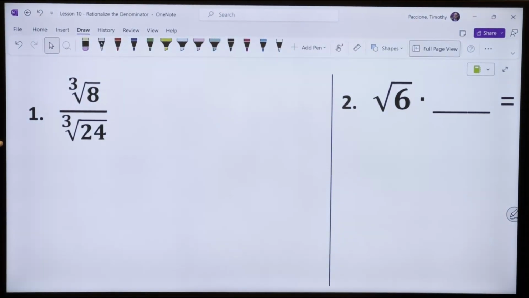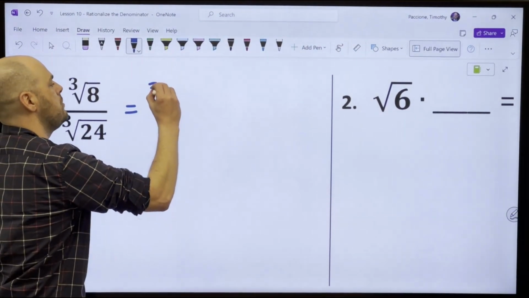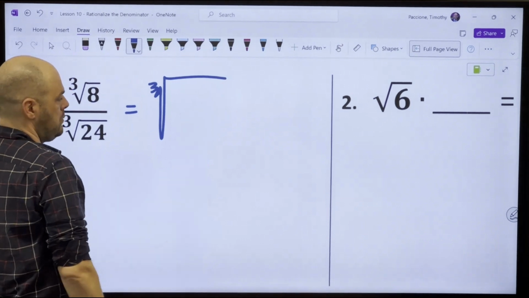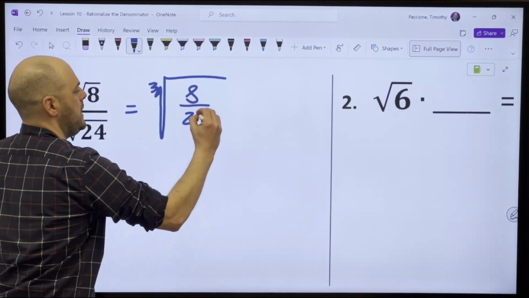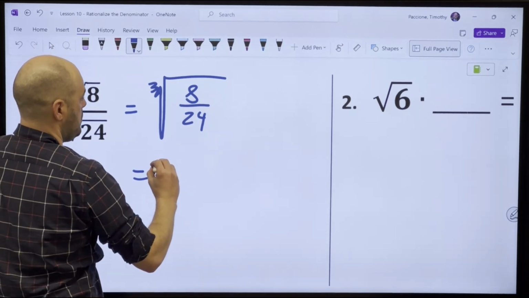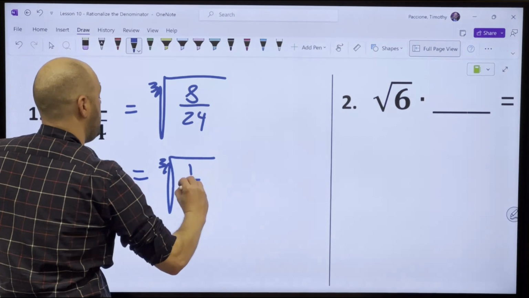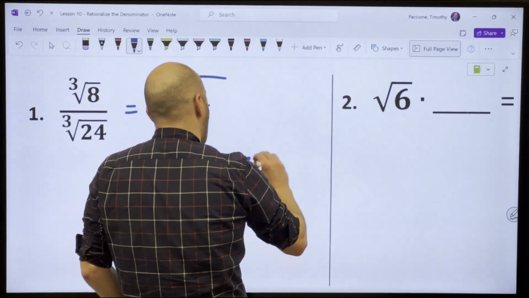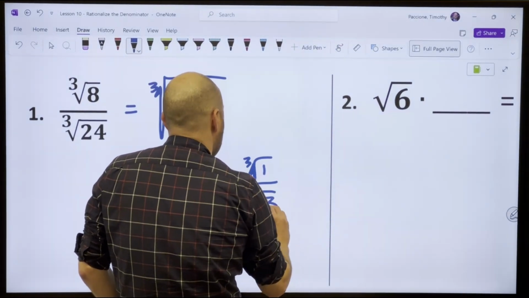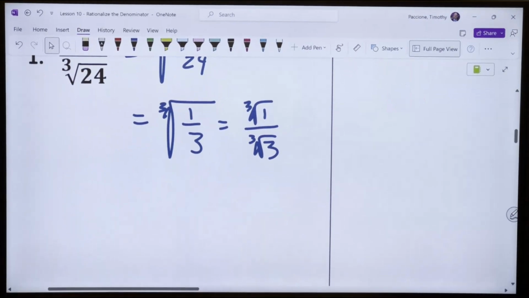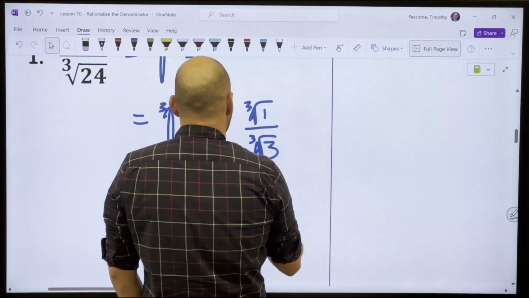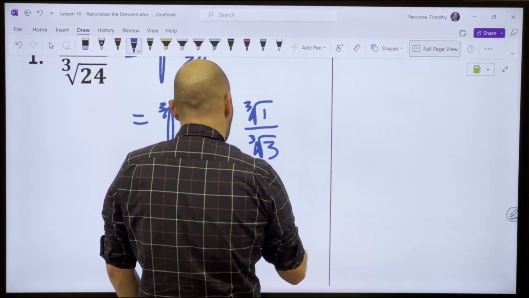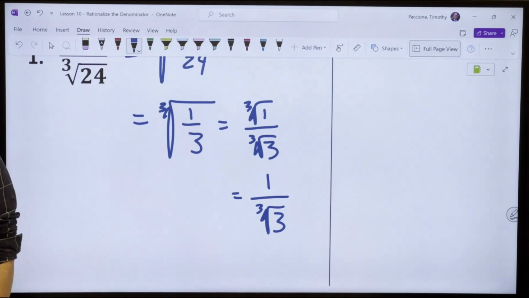I just turned it into one big root. Yeah, I would too, because I see 8 goes into 24. So go on, continue. You do the cube root, giant root, and then 8 over 24. And that reduces to 1/3. Yep. And then you can break it back apart. So now it's the third root of 1 over the third root of 3. The third root of 1 is 1, because 1 times 1 times 1 is 1. So this becomes 1 over the third root of 3. Is it done? Like it's done, right?